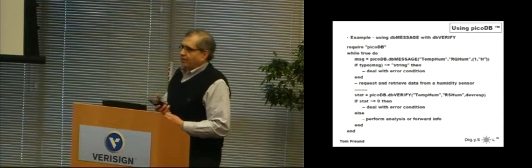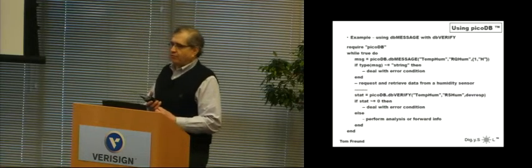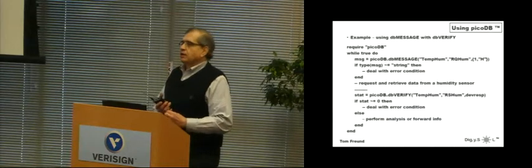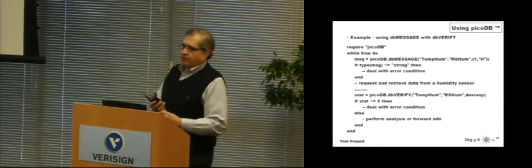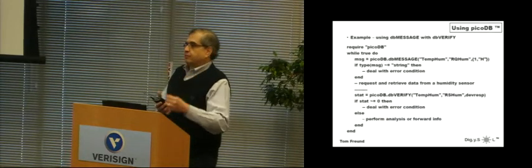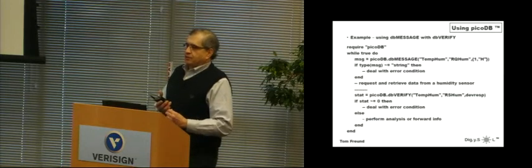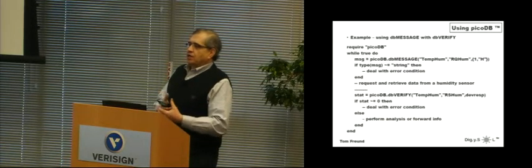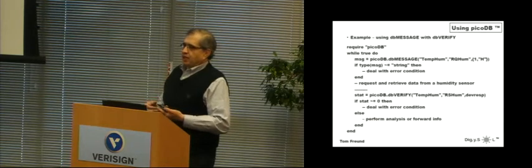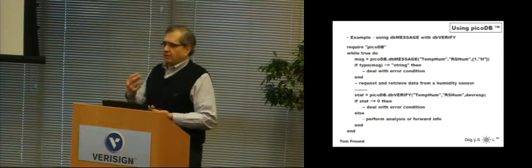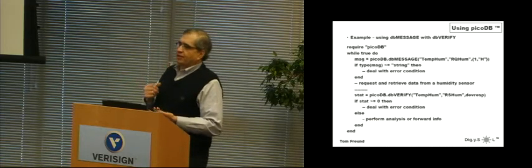Here's an example of how you combine dbVerify in a very simple loop that will retrieve things like humidity or temperature data from, say, a temperature or humidity sensor. You simply use dbMessage to build that particular message. If the type of the message I get back is not a string, then I know I have an error, since I was supposed to get a string back.